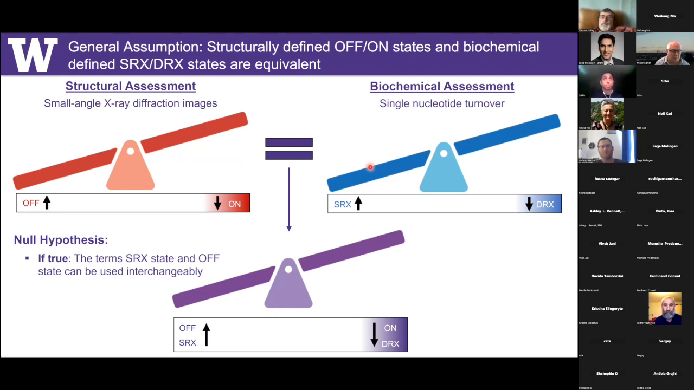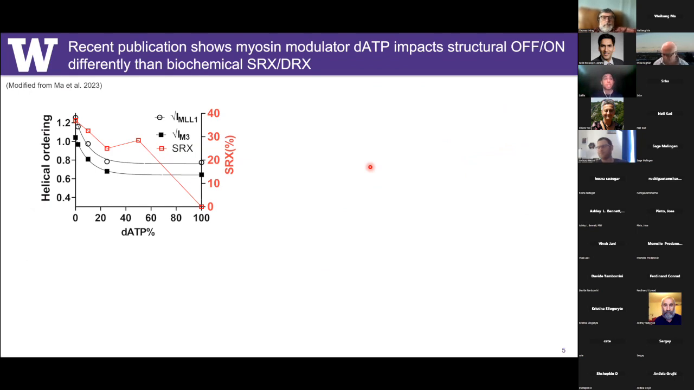As Weikong very clearly and nicely presented earlier in his talk, a recent publication from our group and colleagues, however, has suggested that the off-on state of myosin are impacted differently by deoxy-ATP compared to the biochemical SRX-DRX state. The differences are highlighted when we focus in between the titration regions of dATP between 20% and 100%.